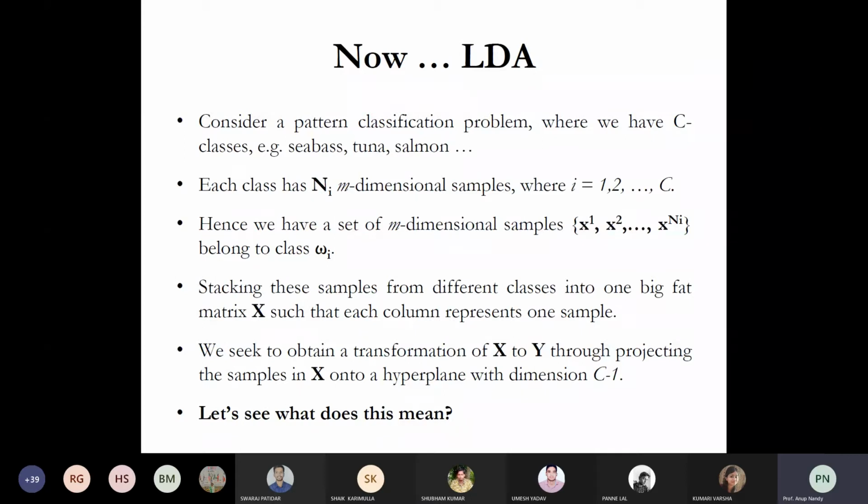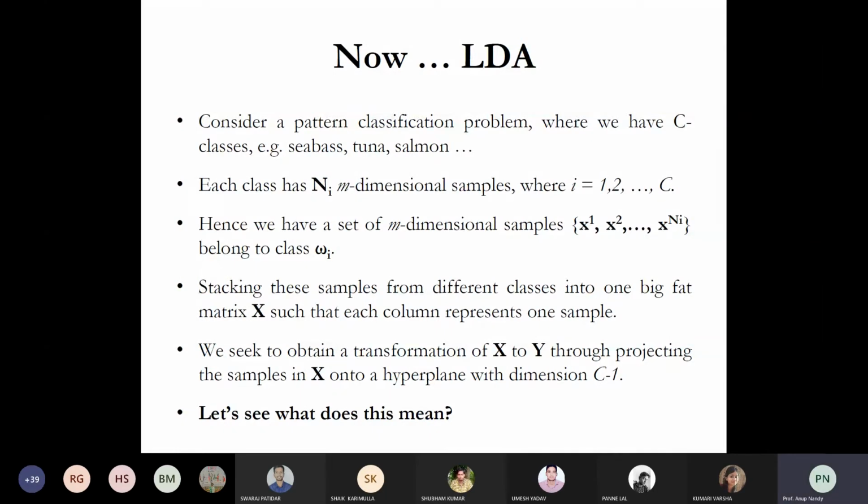Now what you have to do is stack, or aggregate, these samples from the different classes and make one big fat matrix. This big fat matrix is called the capital X, such that each column represents one sample.